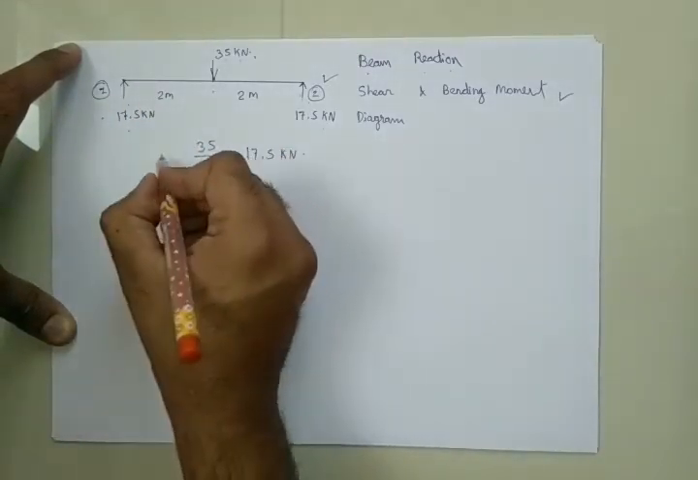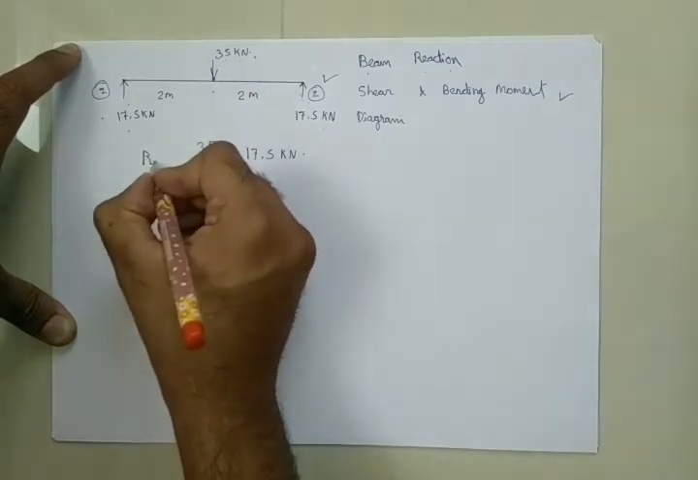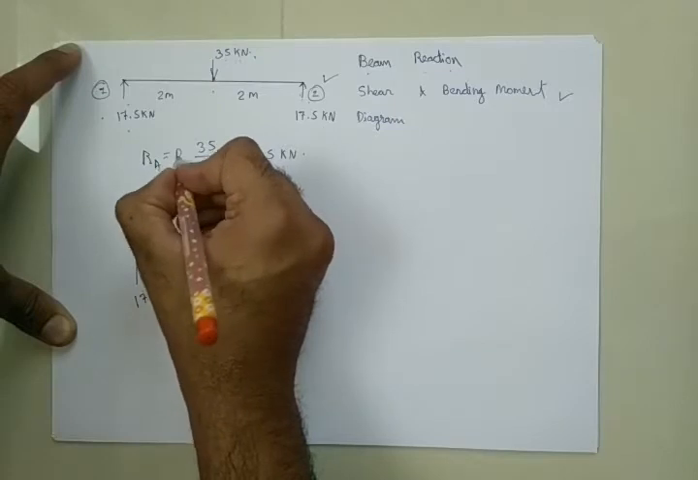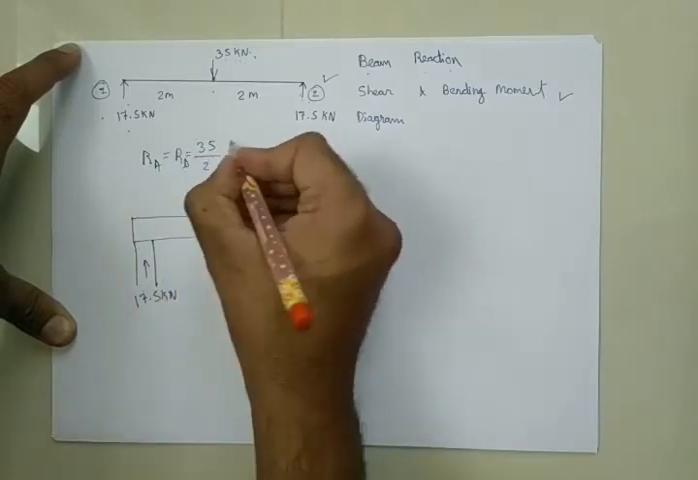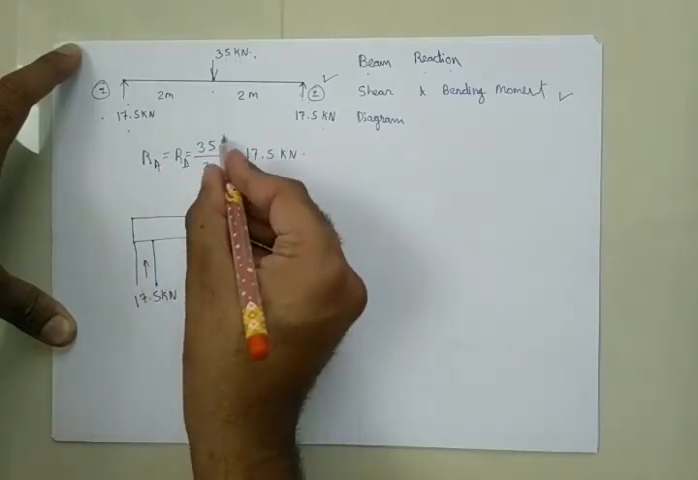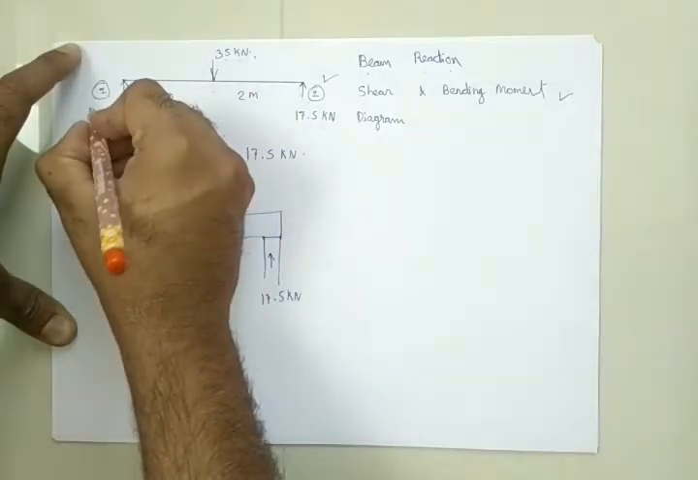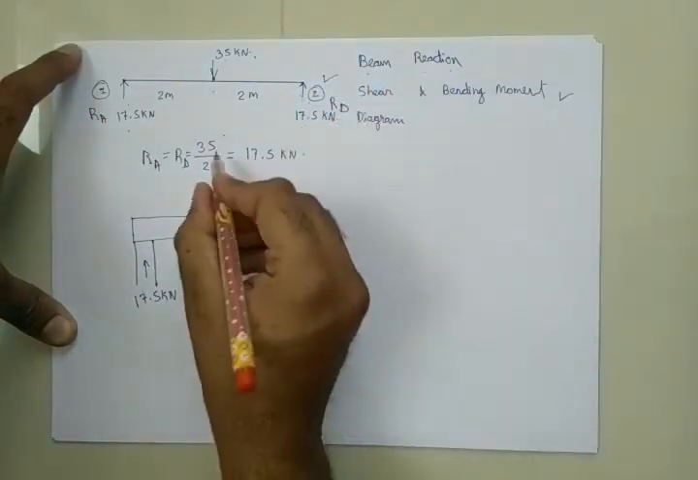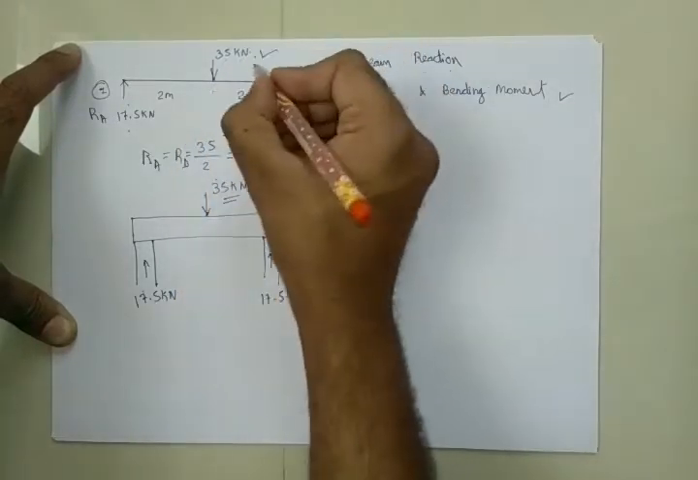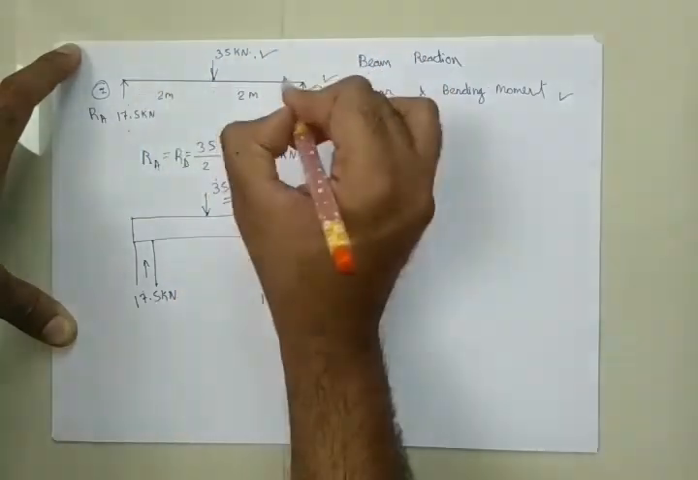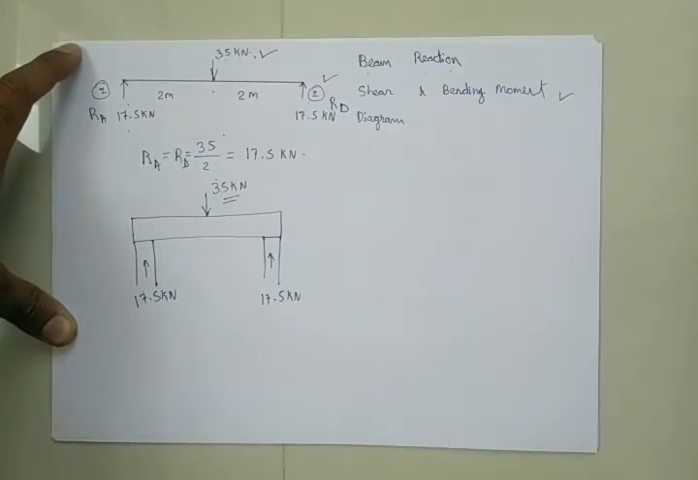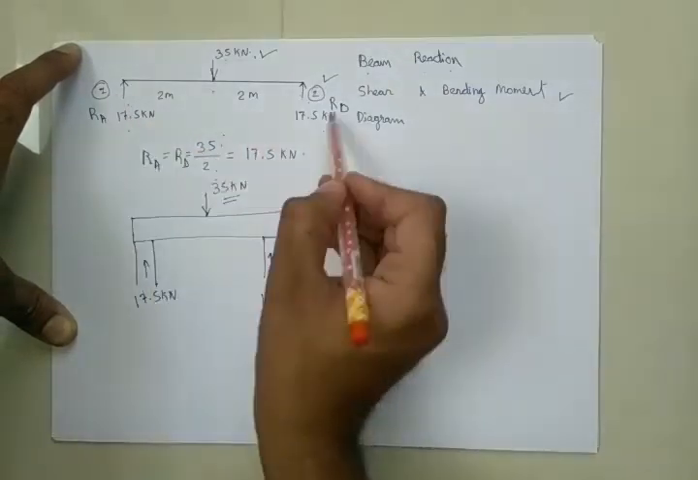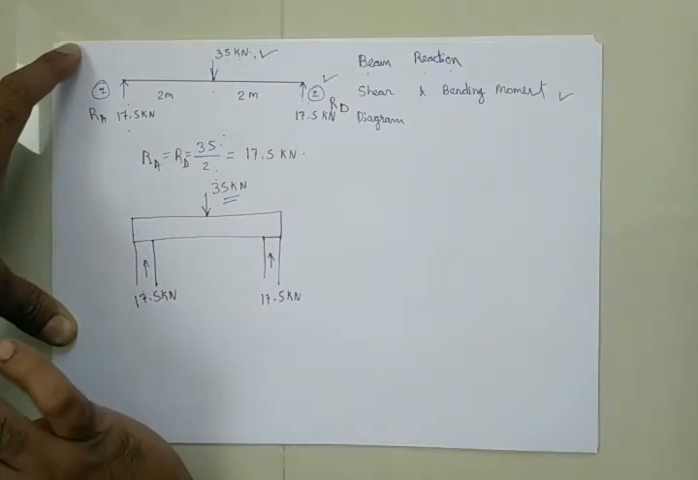I can say the reactions at point A and at point B are equal to the total load divided by 2. So this was RA and this is RB, and this is the total load because there is no other load acting on this beam. So what I did was total load divided by 2, because there are two supports over here.